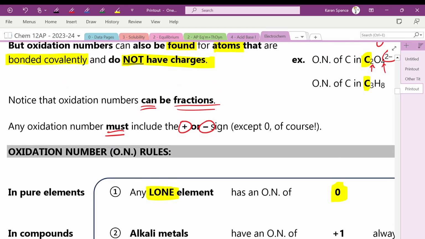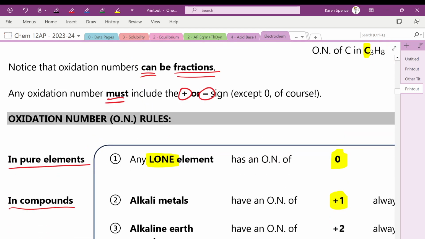Alkali metals. Oh, guess what? You just told me this one. They always have an oxidation number of +1 unless they are a lone metal. Yeah, right? This is when they're in compounds. So this first one is in pure elements. Lone elements are 0. But if we're in compounds, then rules 2 through whatever are the ones we follow.